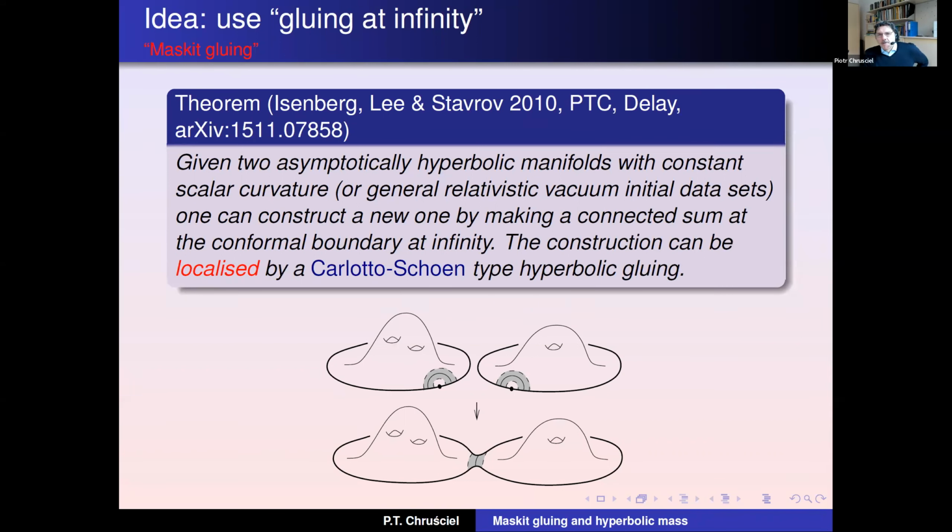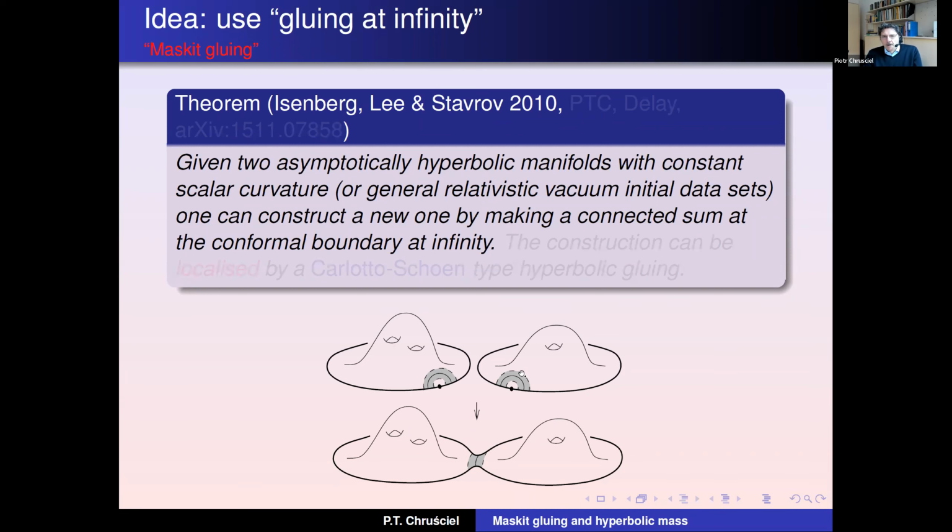We showed with Erwann that you can actually localize this solution by doing Carlotto-Schoen type gluing, which means that in the construction of Jim and friends, you're making a conformal transformation of your manifold, which is global. In our case, we only make a deformation of the metric, which is located in this small region where the gluing takes place.